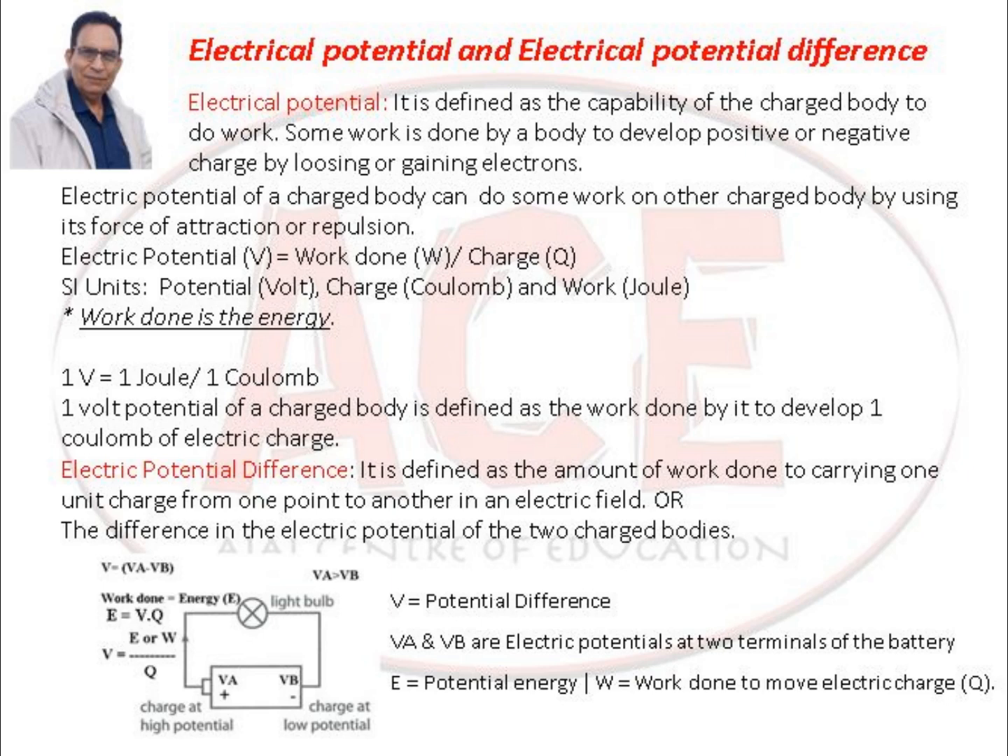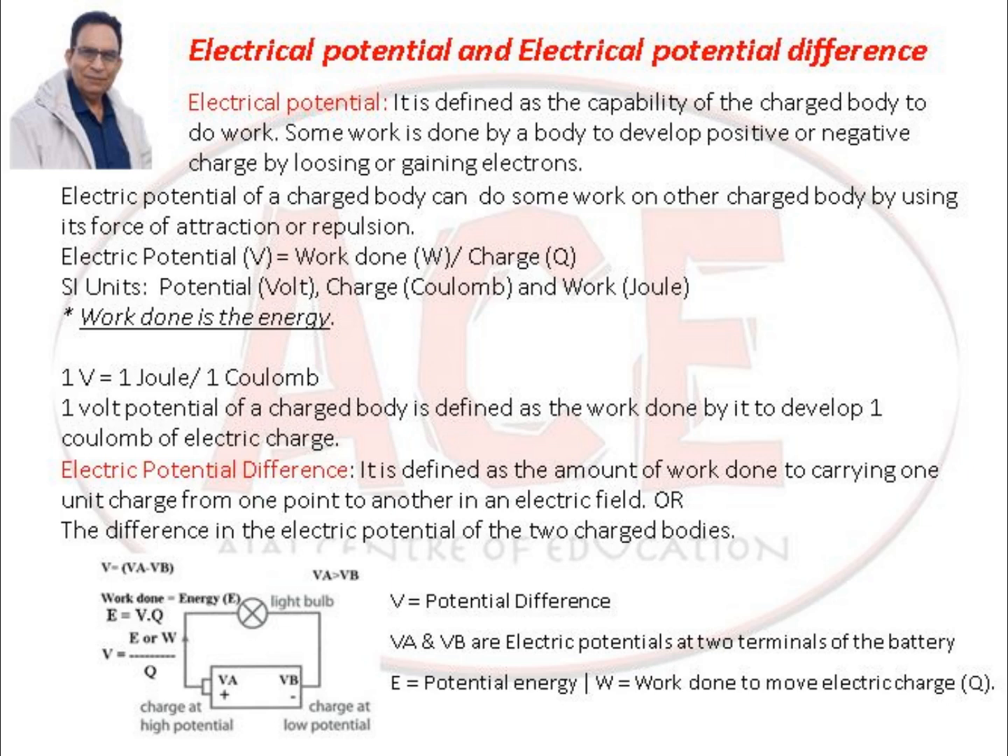Electric potential is defined as the capability of a charged body to do work. Some work is done by a body to develop positive or negative charge by losing or gaining electrons. The electric potential of a charged body can do some work on another charged body by using its force of attraction or repulsion. Electric potential is equal to work done divided by charge.